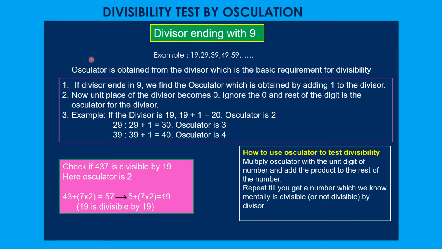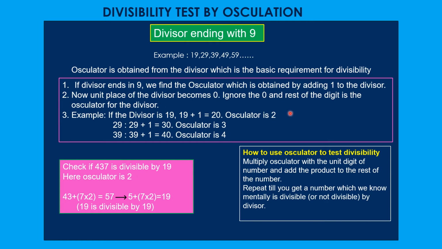If the divisor ends with 9, for example 19, 29, 39, 49 and so on, again we will use the method where we use the oscillator, and the oscillator is obtained from the divisor, which is a basic requirement for divisibility. So if the number ends with 9, what do you do? You find the oscillator, which is obtained by adding 1 to the divisor.